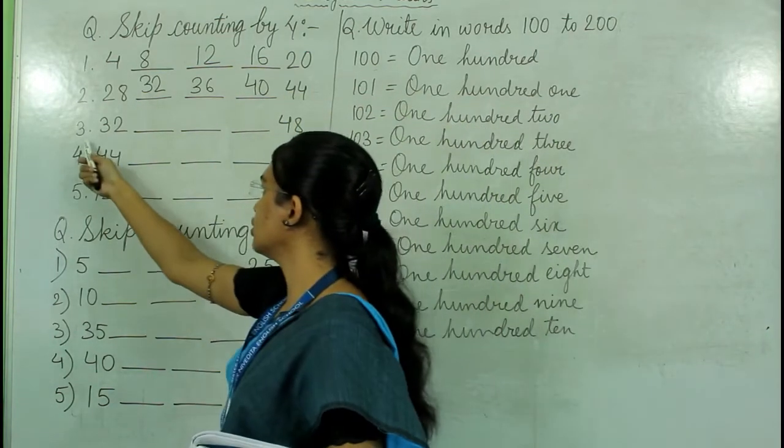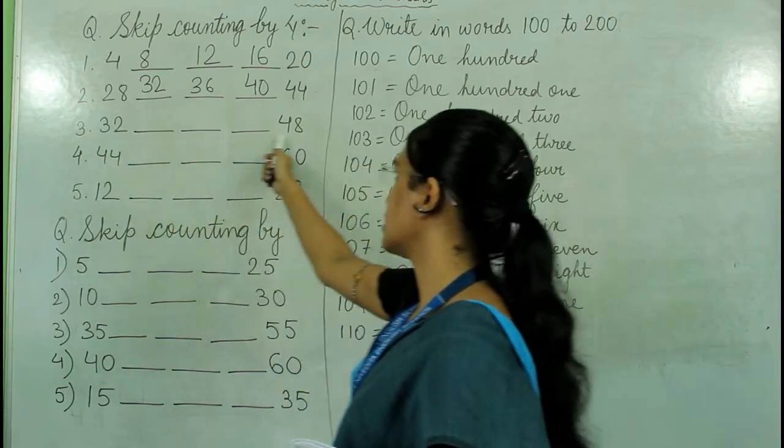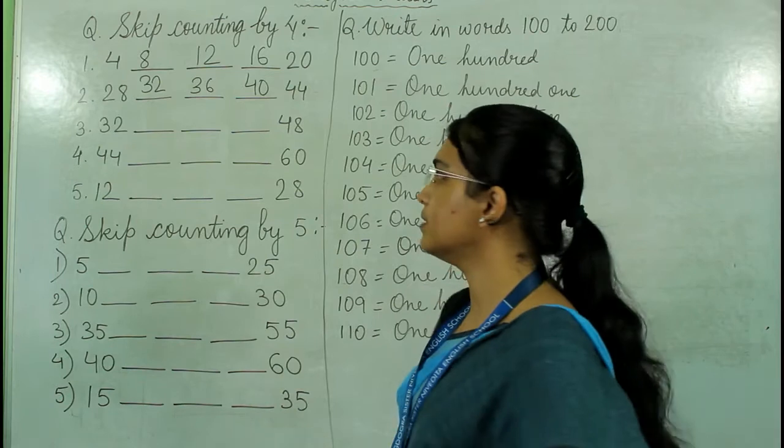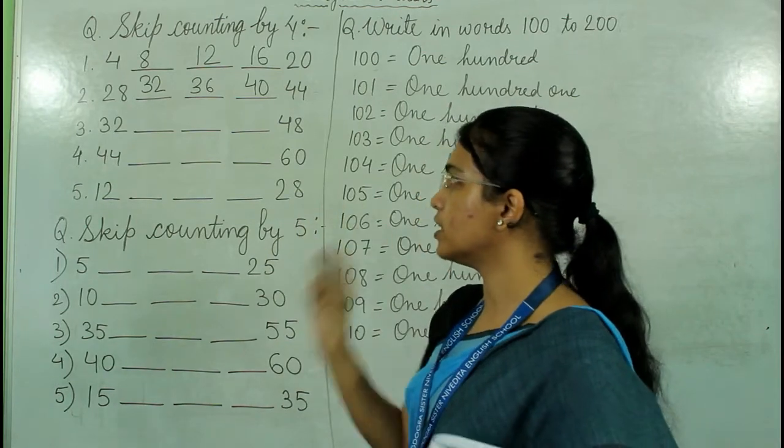Now our third question is 32 dash dash dash 48. So from 32 we have to skip 4 numbers. That means 33, 34, 35, 36.